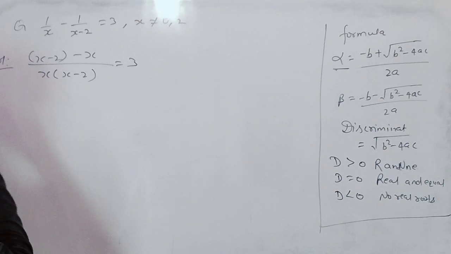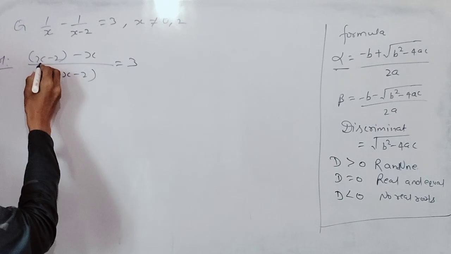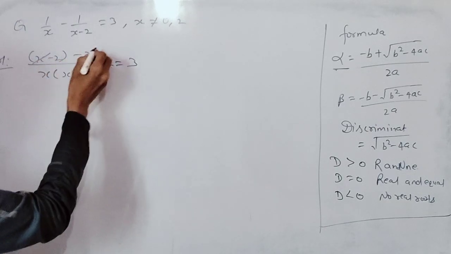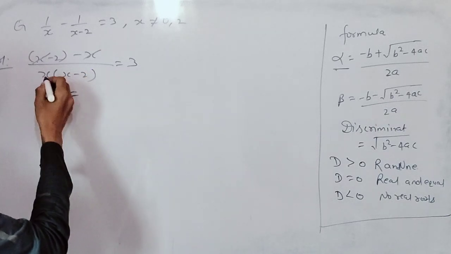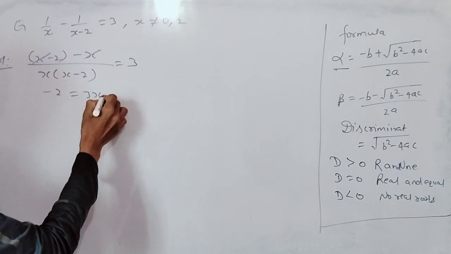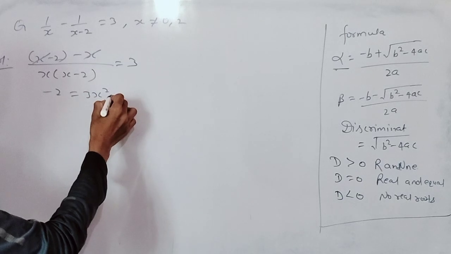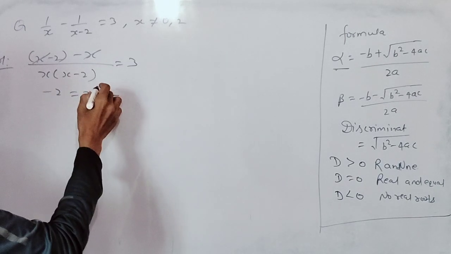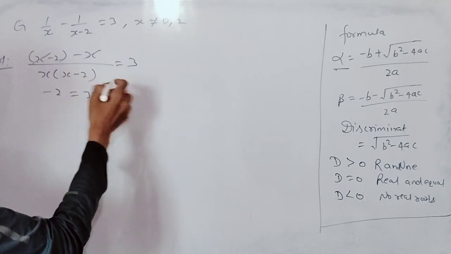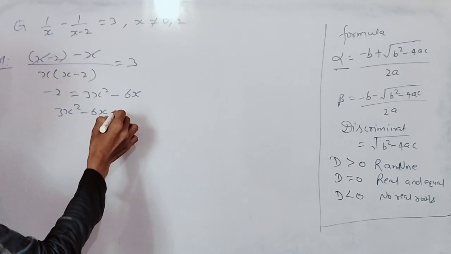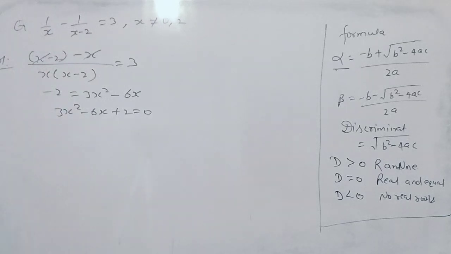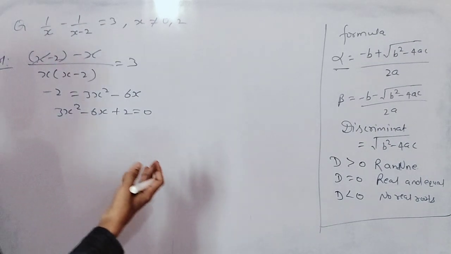We can see this will cut, we will get this only, and here 3x square minus 2x, 6x, 3x square minus 6x plus 2. This is a quadratic equation. Now we can find this.